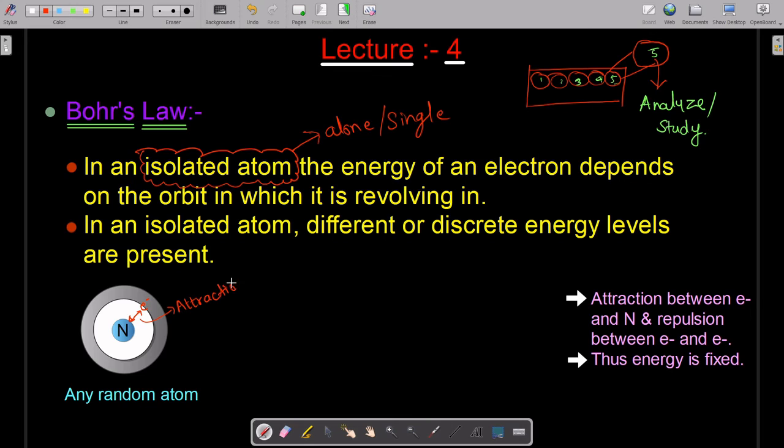It would obviously remain the same throughout. Like the electron is moving in this fashion on this orbit, so the attraction will remain constant throughout, because the distance is the same throughout. So this was one thing.